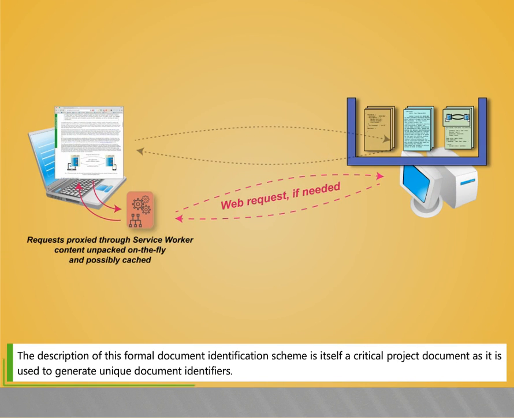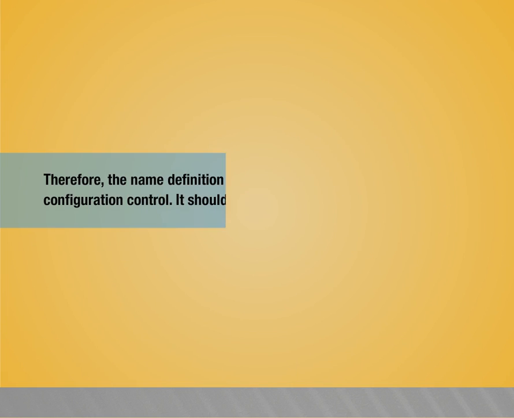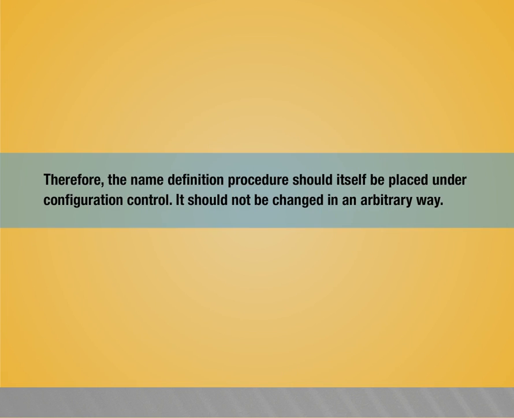The description of this formal document identification scheme is itself a critical project document as it is used to generate unique document identifiers. Therefore, the name definition procedure should itself be placed under configuration control. It should not be changed in an arbitrary way.